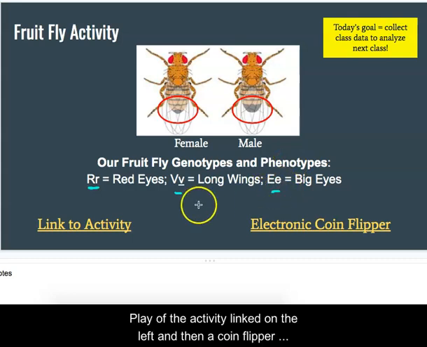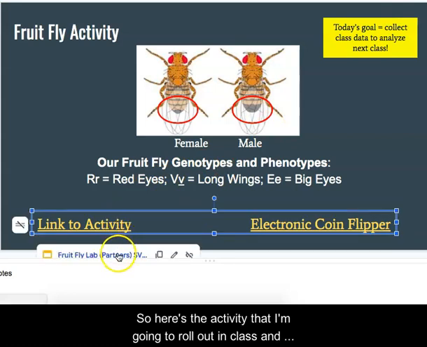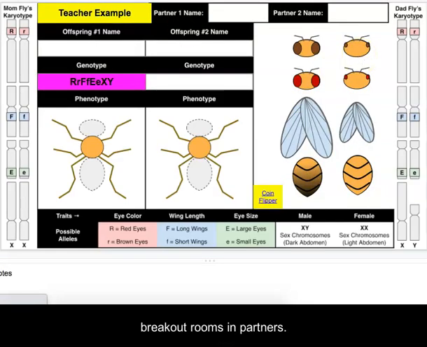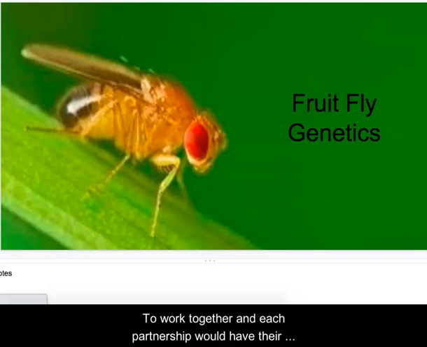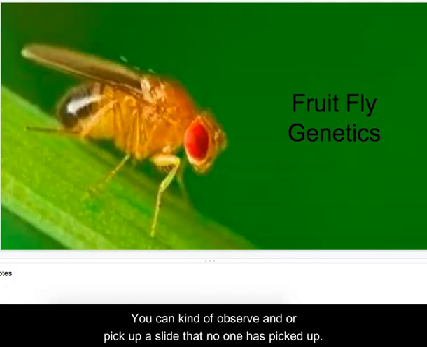So I have the activity linked on the left, and then a coin flipper, and I'll explain where that comes in a moment. Okay. So here's the activity that I'm going to roll out in class, and as we do it in class, I'm going to actually put people in breakout rooms in partners to work together, and each partnership would have their own slide. So if you are watching it later, you can kind of observe and or pick up a slide that no one has picked up.